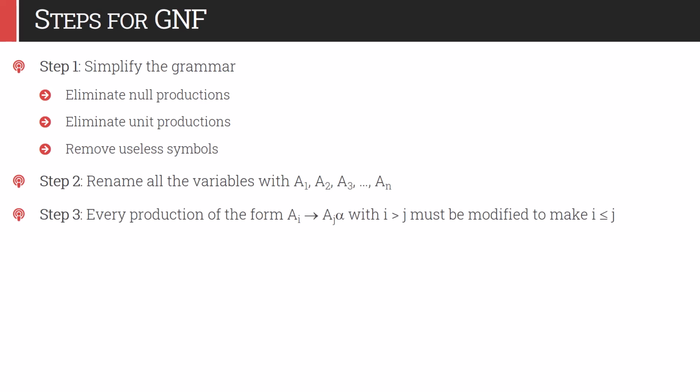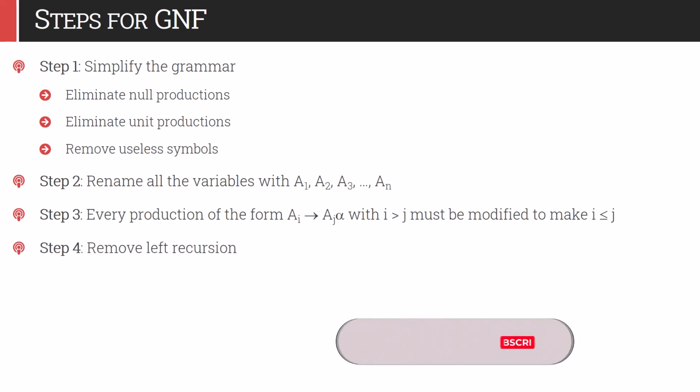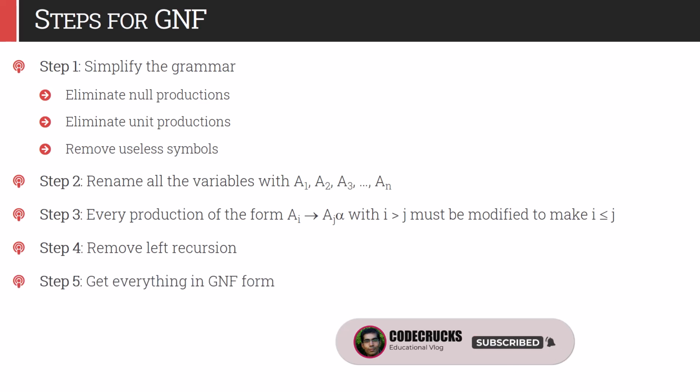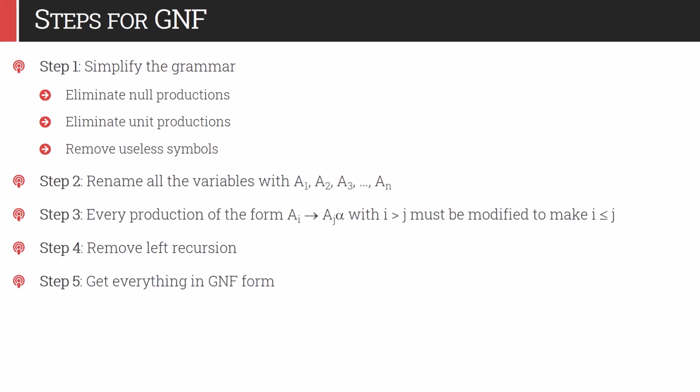And then we have to apply this condition that for every production of the form Ai derives Aj alpha, where alpha is some string of terminals and non-terminals, with i greater than j. So in this production, we have to check whether i is greater than j or not. If it is so, then we have to modify that production to make it i less than or equal to j. And after that, we have to remove all the left recursion. And once left recursion is done, we have to get everything in GNF form.